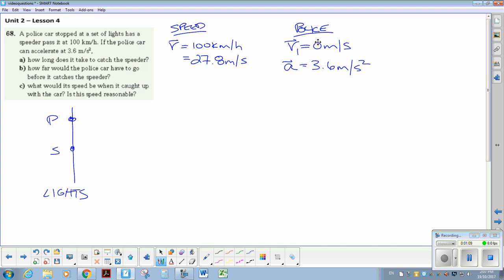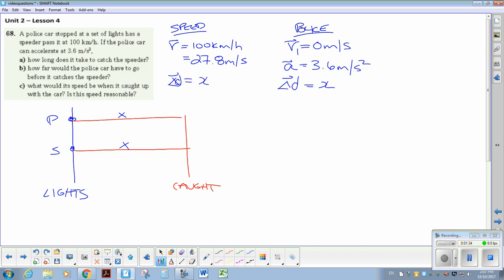Okay, so they're taking off at the same point in time, so there's no delay. The speeder travels to this point where he's caught, and the police car is going to cover the same amount of distance. So we know this distance is the same for both of them. Our delta D is going to be x. We don't know how far it is, but it will be the same. And our time is also going to be the same for both the police car and the speeder.